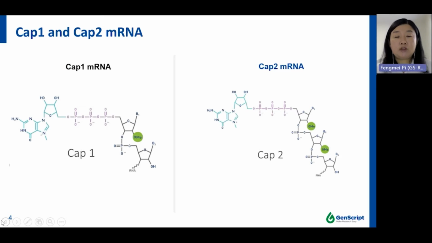This is the structure of how the Cap1 mRNA and Cap2 mRNA look. In general, the Cap1 mRNA has the first base after the phosphate backbone methylated, and Cap2 mRNA usually has the first two bases methylated at the ribose.